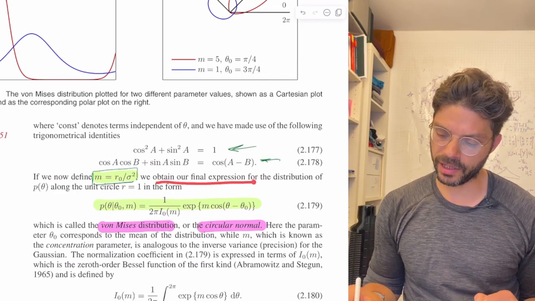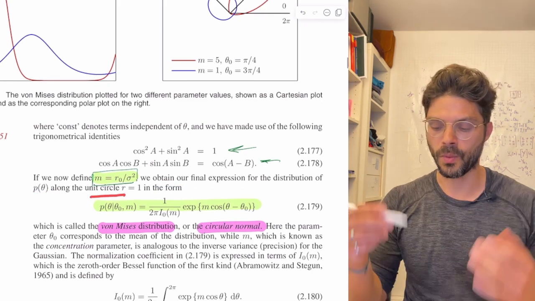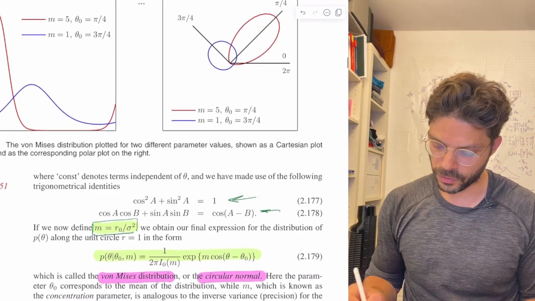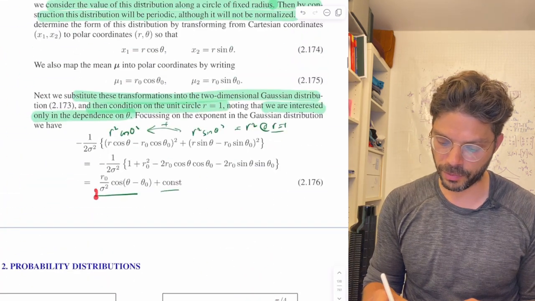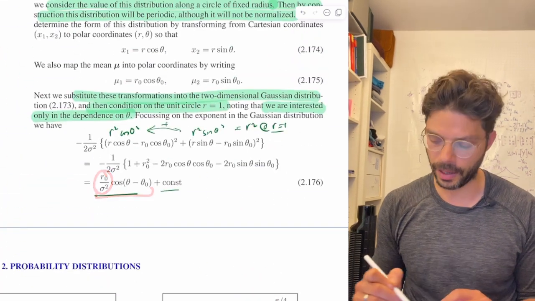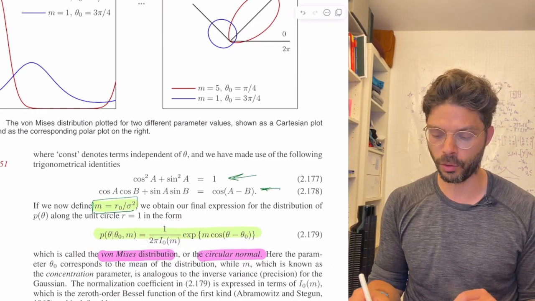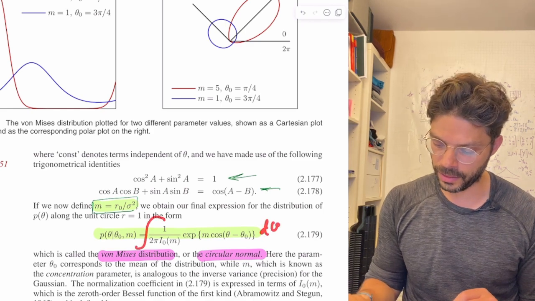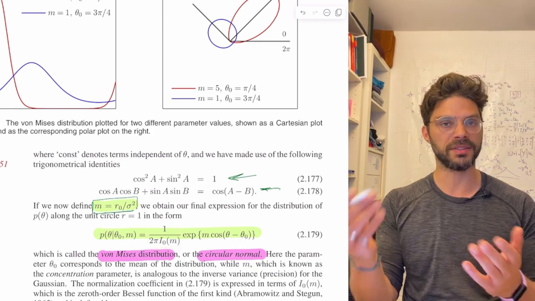We've obtained our final expression for the distribution of p theta along the unit circle in this form. Where did this form come from? Well, this bit is just what we just figured out. This is directly coming from our expression here. We just called this m now. And then we're going to normalize it so that this whole thing d theta equals 1. And that's where this Bessel function thing comes from.